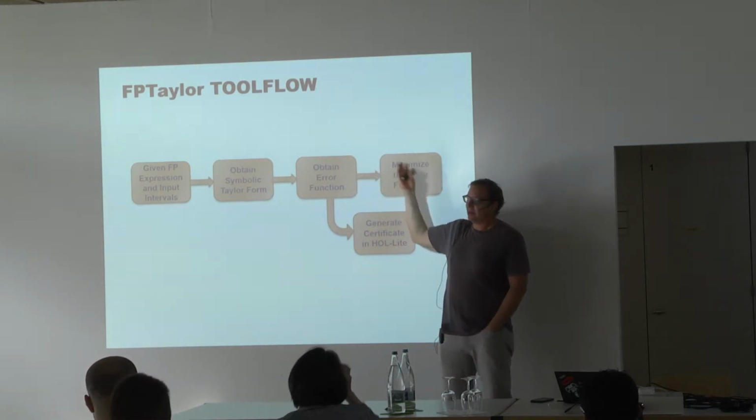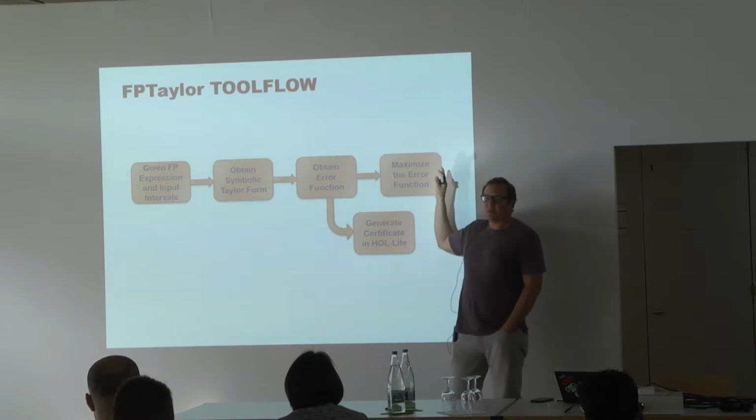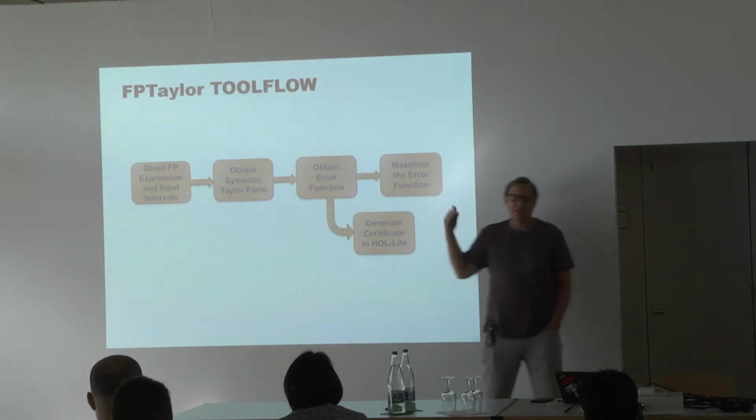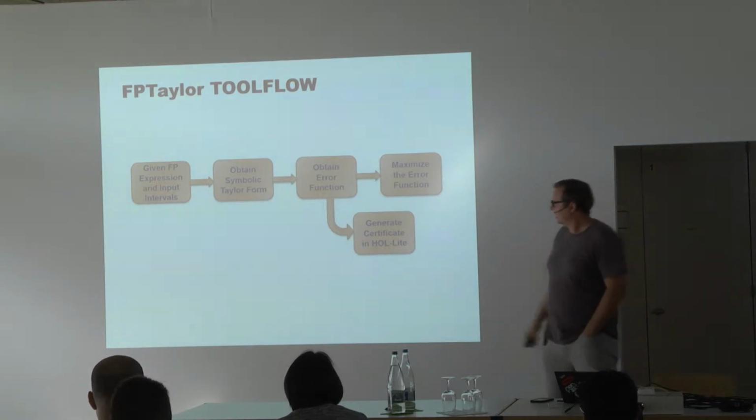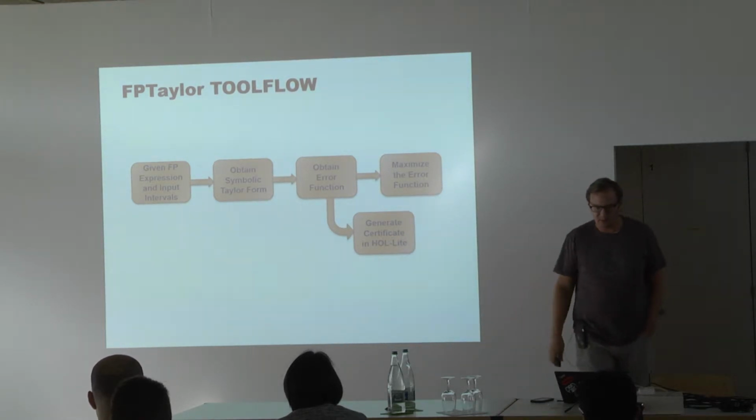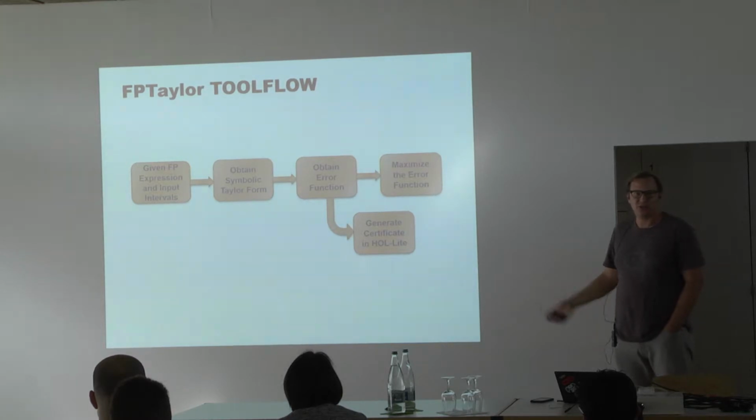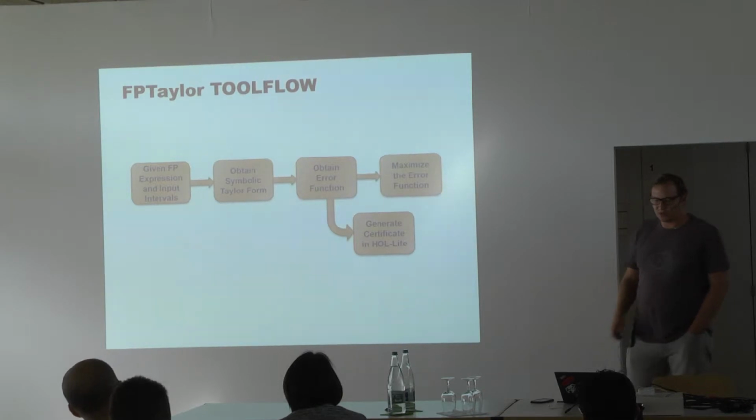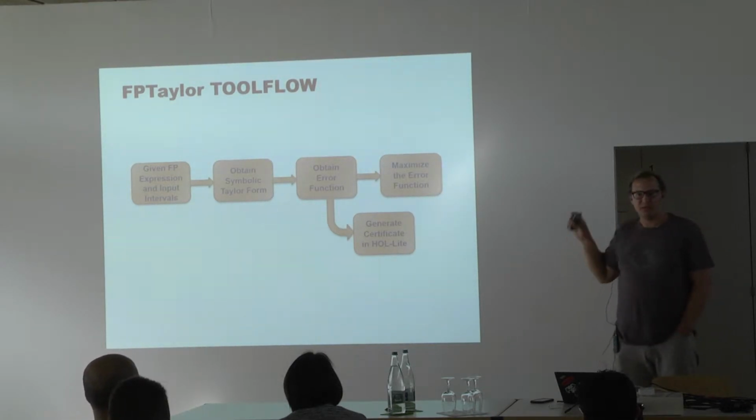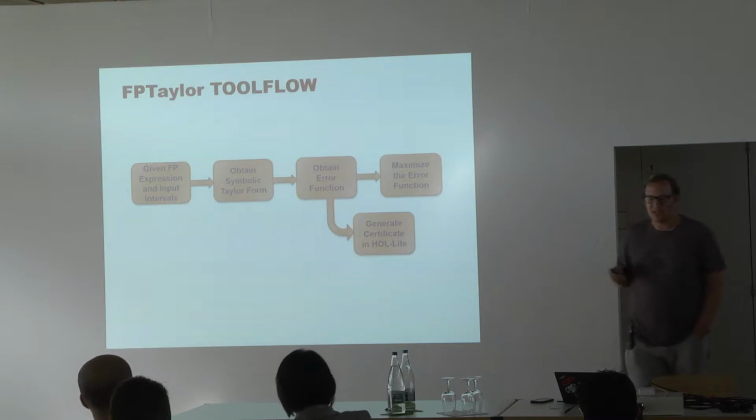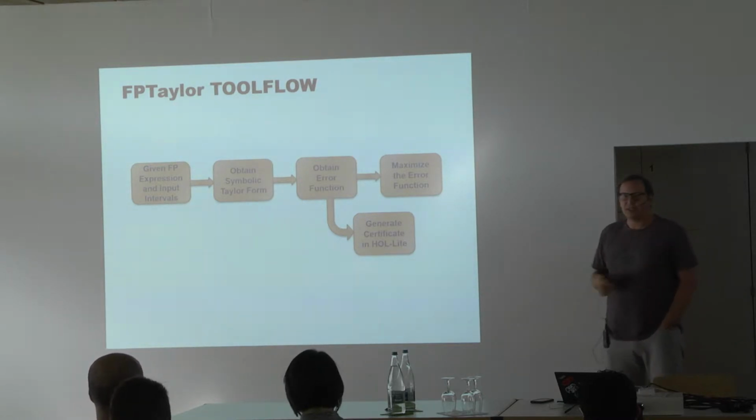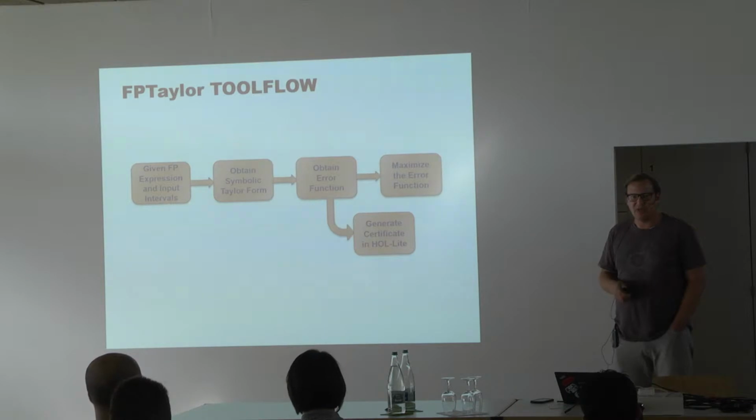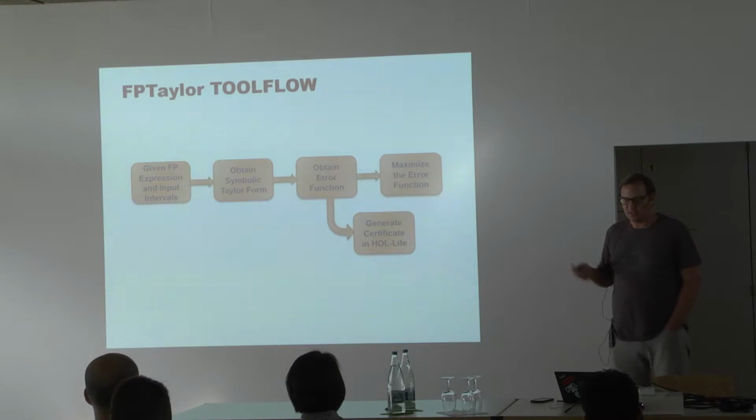Then from that, we generate our error function, and we use a global optimizer to maximize the error, to find the maximum error that we could have on the output. As a side project, we can also generate HOL Light certificates to make sure that what we produce is indeed an over approximation. And so now I move on to the technical part of FPTuner that presents how we obtain the symbolic Taylor forms, and what is the error function, and so on, and why it scales, and why it provides a good estimate.